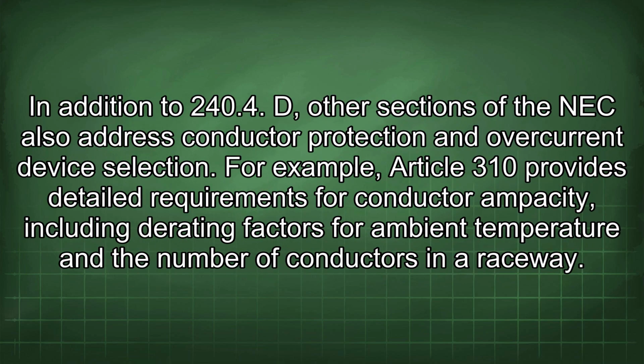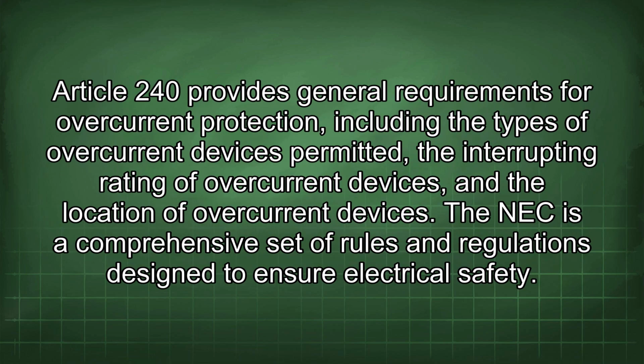In addition to 240.4, other sections of the NEC also address conductor protection and overcurrent device selection. For example, Article 310 provides detailed requirements for conductor ampacity, including derating factors for ambient temperature and the number of conductors in a raceway. Article 240 provides general requirements for overcurrent protection, including the types of overcurrent devices permitted, the interrupting rating of overcurrent devices, and the location of overcurrent devices.